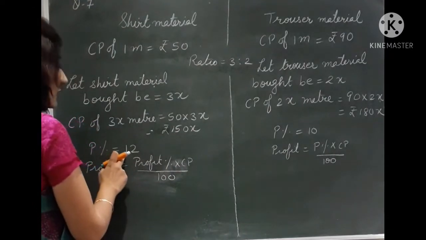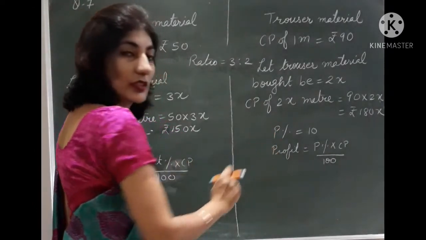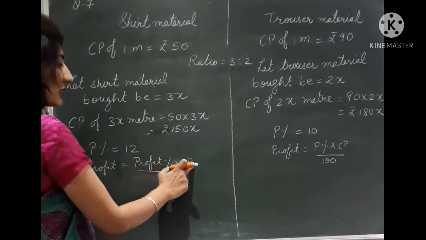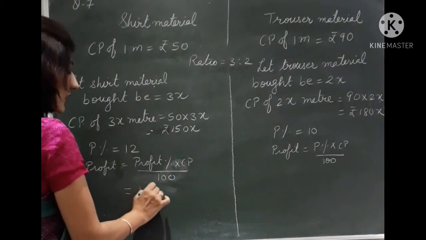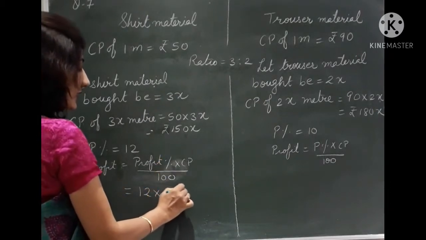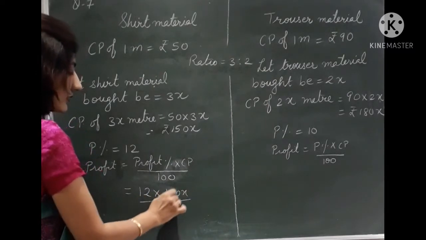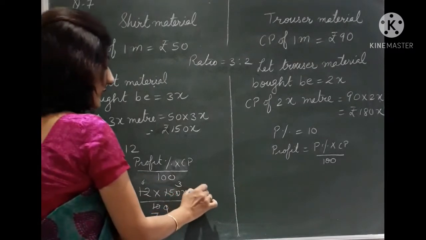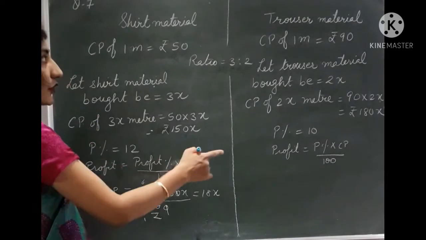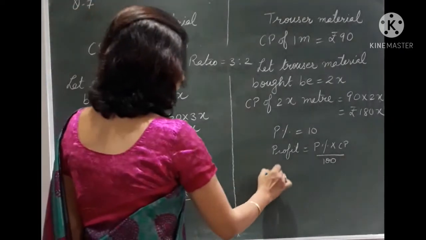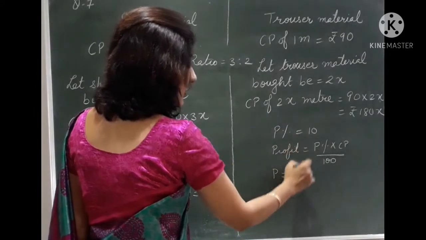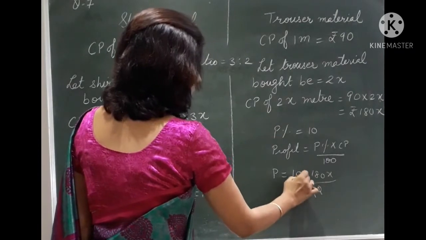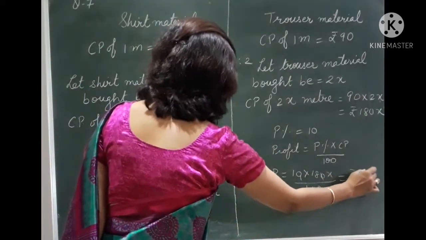Now profit percent is given. For shirt it is 12% and for trouser it is 10%. So from here first I will find the profit. Profit equals profit percent multiplied by CP upon 100, that is 12 multiplied by CP 150x upon 100. Cancel, 0 cancel with 0, 5 2s are 10, 5 3s are 15, 2 1s are 2, 6s are, you get 18x as profit. Then for trouser material, the profit if I have to find, it will be 10 because the profit percent is 10, 10 multiplied by 180x upon 100. 0 cut with 0, 0 cut with 0, so you get rupees 18x.